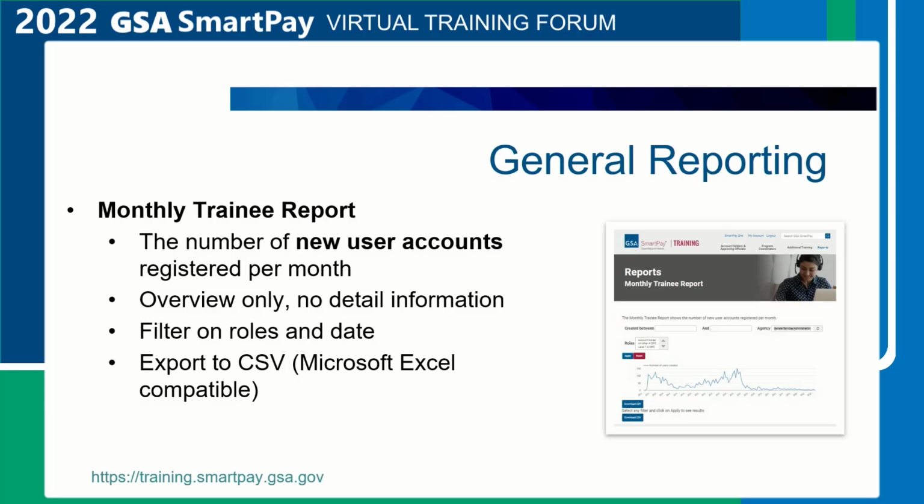The results would tell me that the number of new users each month is 200 new users registered in January, 200 users registered in February, 50 in March, etc.